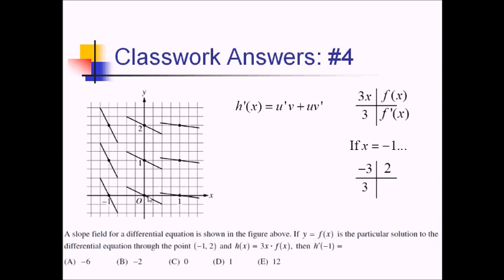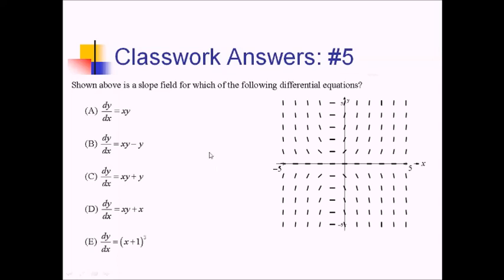So -1, 2 is right up here. This looks to be like a slope of -2 if you count the squares. So we're going to put -2 for that value. All right, now we do the ribbon to multiply these together. So we've got h prime of -1 equals 3 times 2, and then we've got -3 times -2. So this is 6 plus 6, which is 12, giving us choice E.